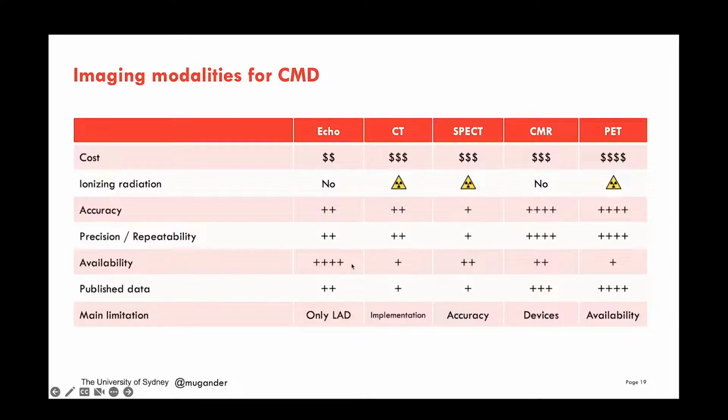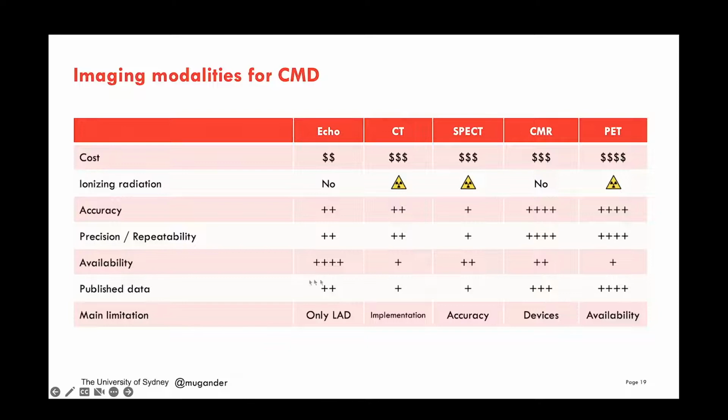Availability: echo obviously has great availability, though it's possibly challenged by knowledge of the acquisition methodology of trying to find the LAD with the transthoracic probe. CT has low availability, not because the scanners are less available, but rather because it requires special software and maybe the latest of the CT machines, and experience with that on top of that. SPECT, there are lots of SPECT scanners, but maybe not that many of the modern day. Maybe that's arguably also a single plus there. CMR is not that great availability, and PET is also very limited in its availability. So echo certainly has availability going for it.